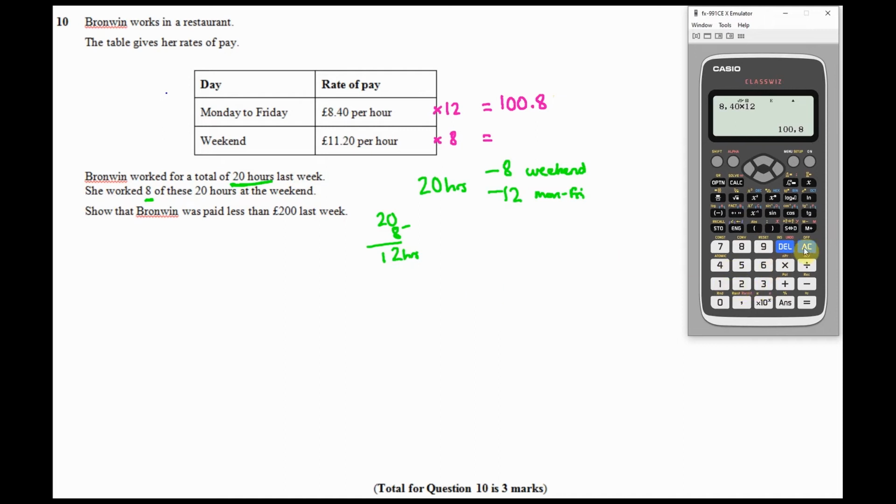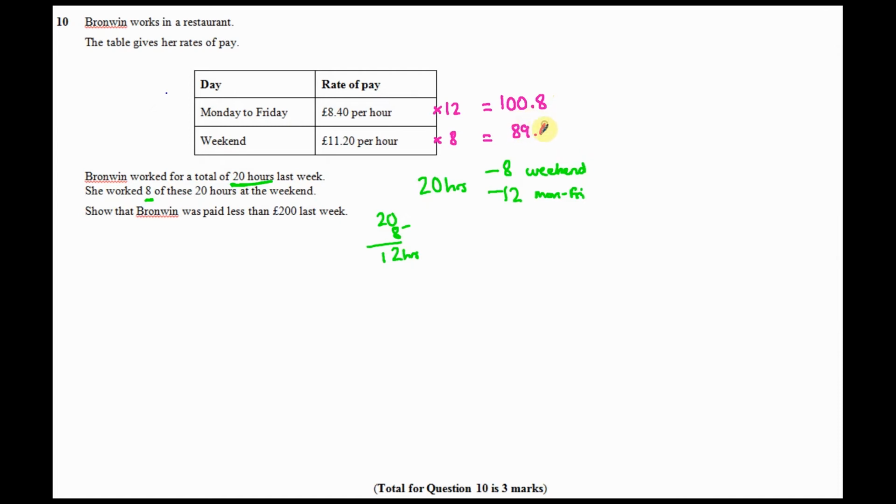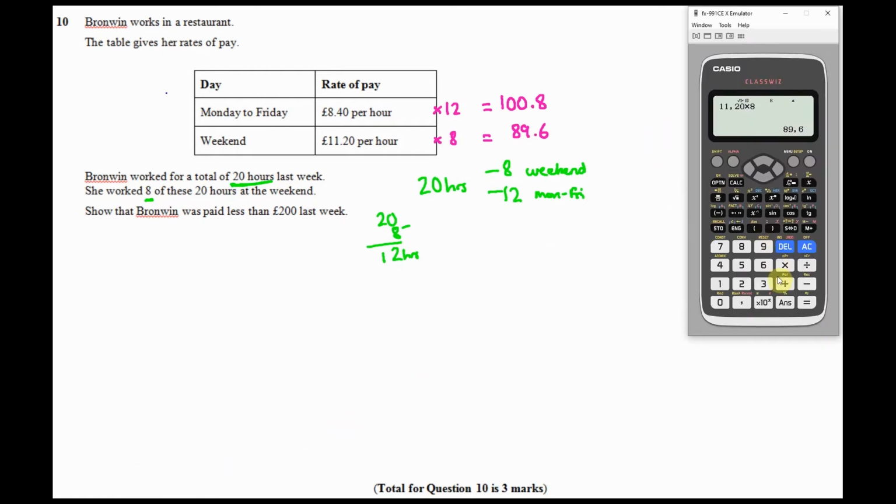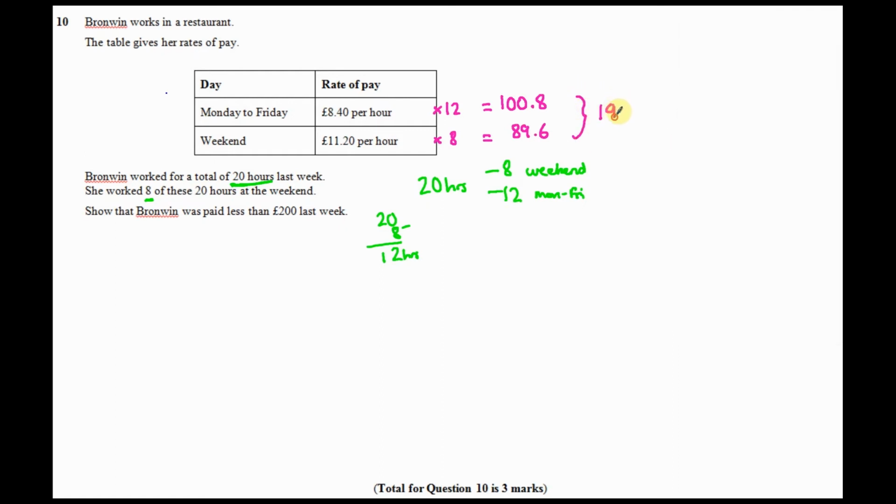Then 11.20 times 8 gives us 89.6. And if we add those together, I'll do it with a calculator just to show, plus 100.8, notice I use the answer button there. That gives us a grand total of 190.4. So Bronwyn was paid £190.40. Don't forget to put the extra decimal place there to show that it's in money. And that therefore shows that Bronwyn was paid less than £200.